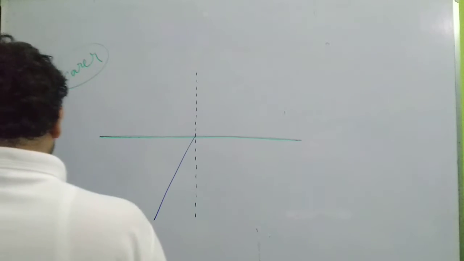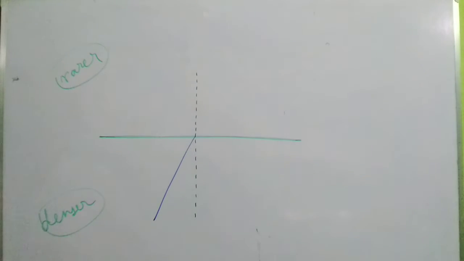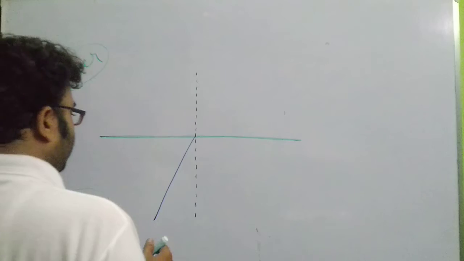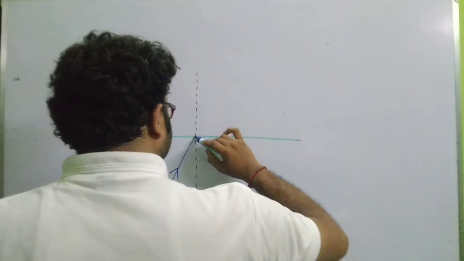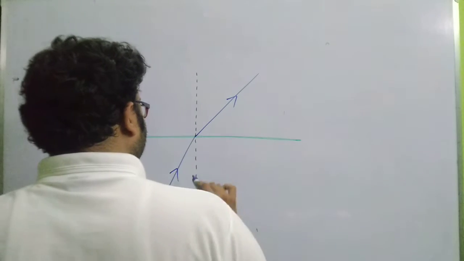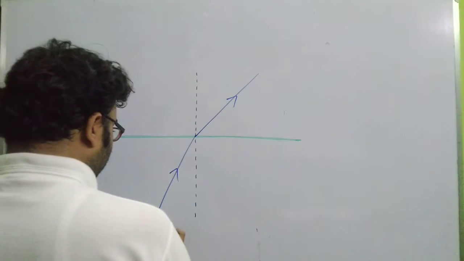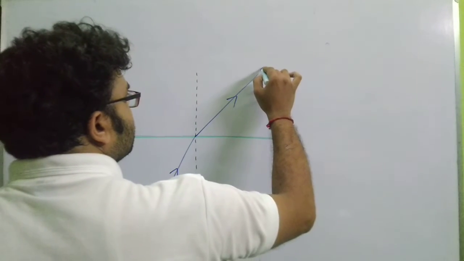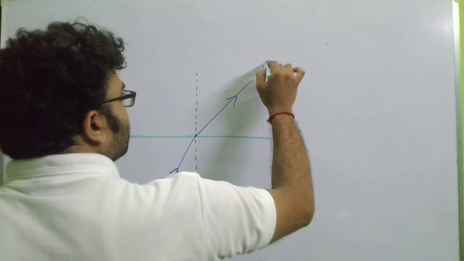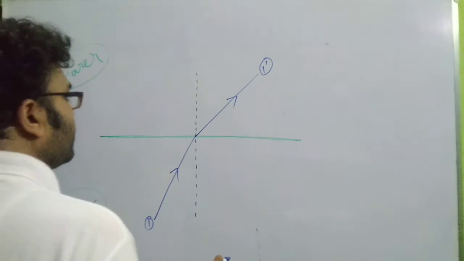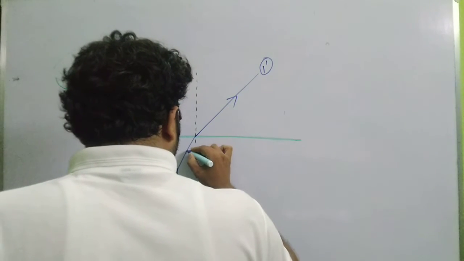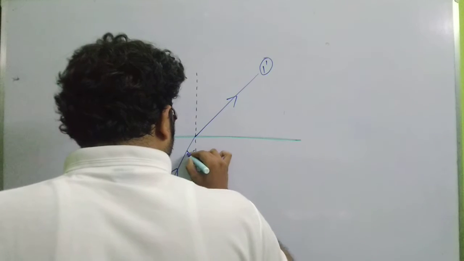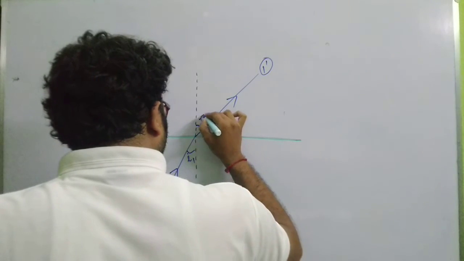Okay, now what happens when I consider this light ray? It will be bending away from the normal, so it will be bending like this. If I consider this ray 1, this is the refraction of the ray 1, dashed. Now if I consider this is the angle I1, this will be the angle of refraction R1.